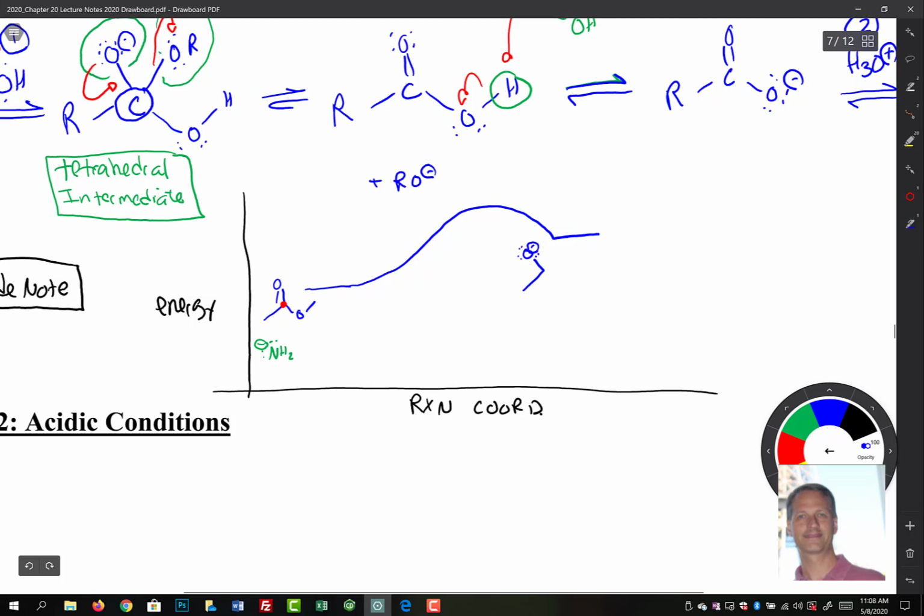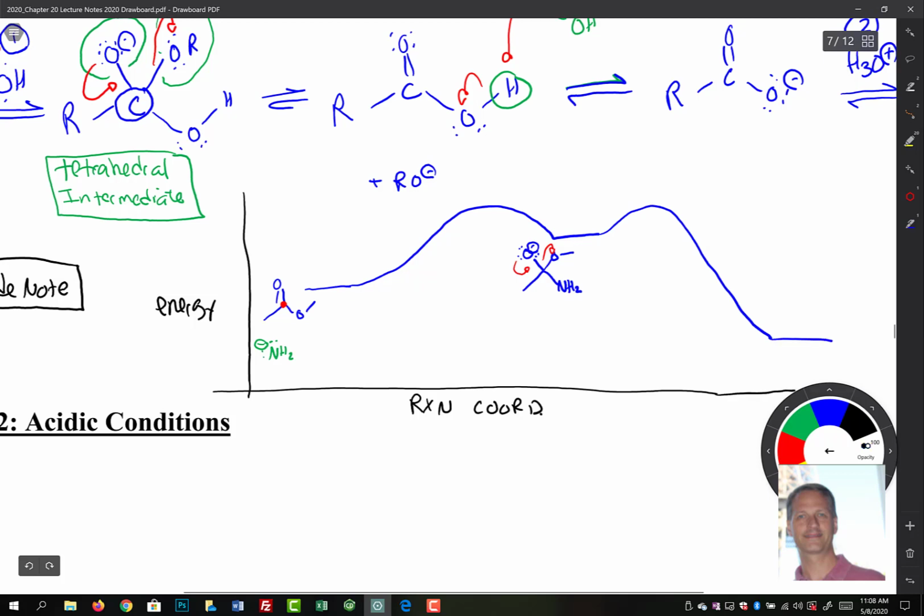I'll put in those lone pairs there. You'll have your methoxy group there, and then NH2 right here. So remember, that's your tetrahedral intermediate. So that's an uphill energy change. Now what happens next though is that we do this, and we're going to kick off that. Right, so we're going to come up, and then we're going to sink down here to this lower energy.